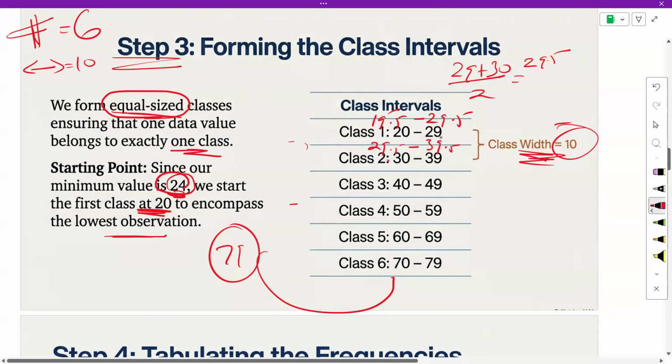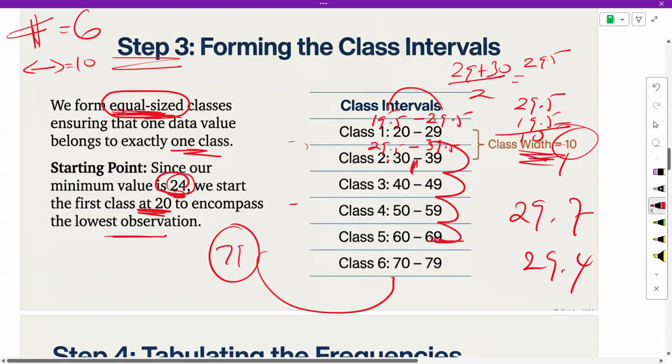Now see the class width, right? Class width: 29.5 minus 19.5, the difference is 10. So in each class it should be 10. That is called equal size classes. And also, if the value is like 29.7, it falls in this class, and 29.4 falls in this class, and 29.5, so where? You can put it here, or you can put it here, but you have to define it clearly, right? Less than 29.5, 39.5. If you define it like that, 29.5 should be here, right? I'll come to that point later.